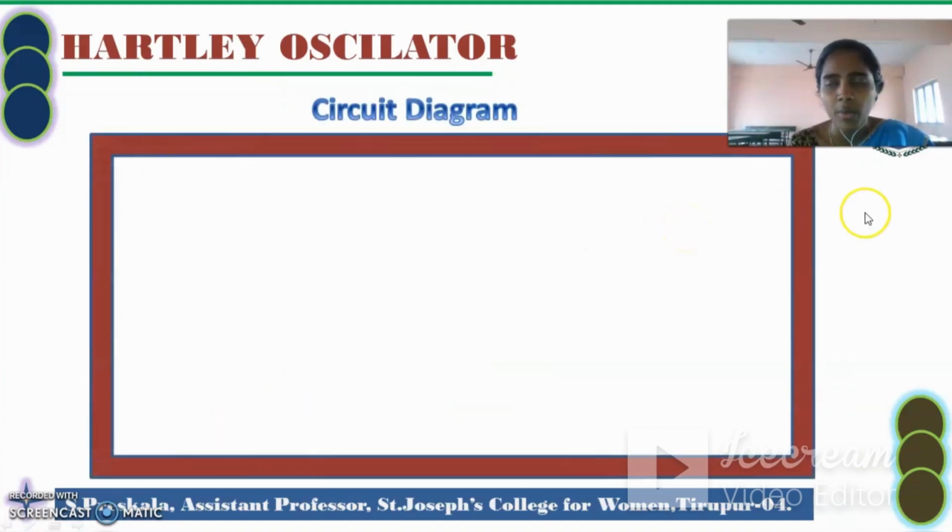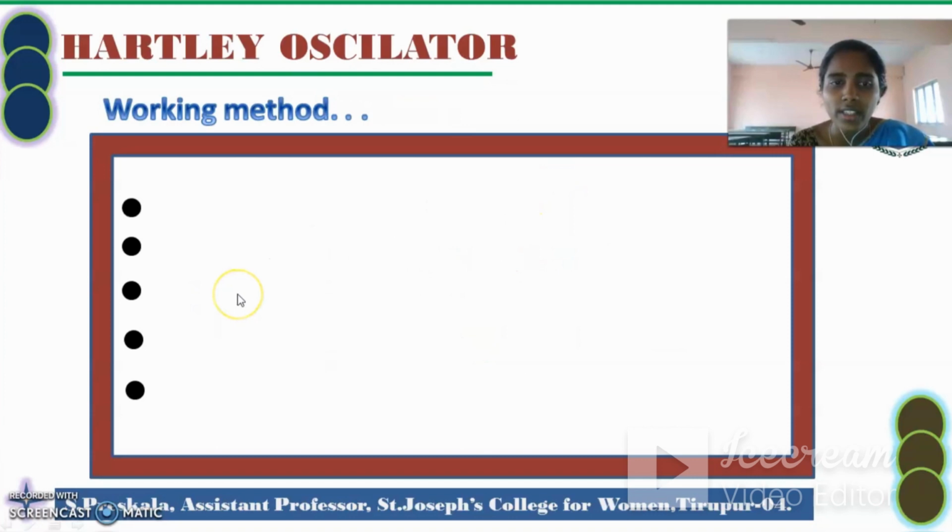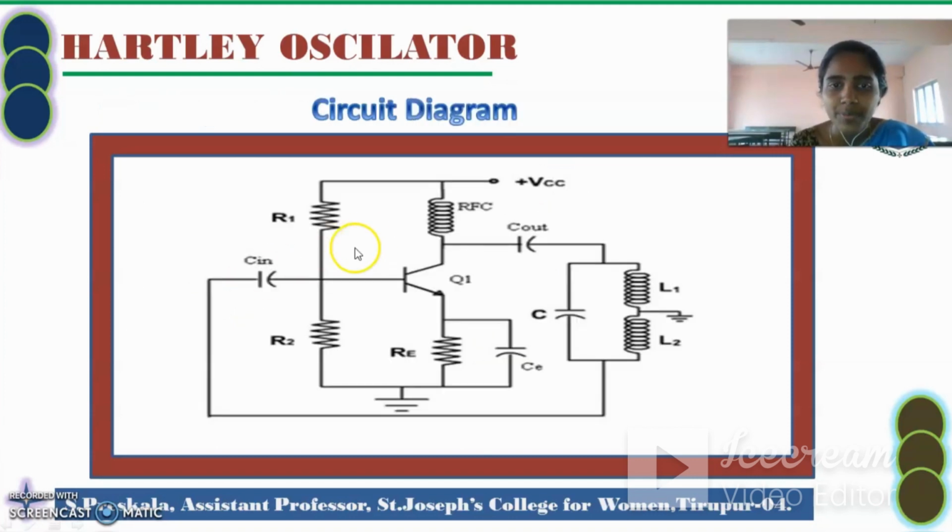Circuit diagram of this oscillator is, initially we have power supply plus VCC and RF choke, tank circuit, transistor with common emitter, and afterwards emitter resistance, emitter capacitance, coupling capacitance, C out and C in are coupling capacitors, R1 and R2 are potential divider. That's all.